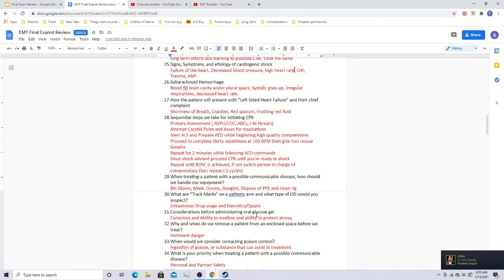Contraindications before administering oral glucose gel. They have to be conscious and able to swallow, and have the ability to protect their airway and have self-management of airway.